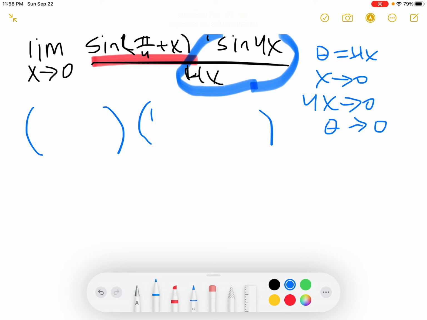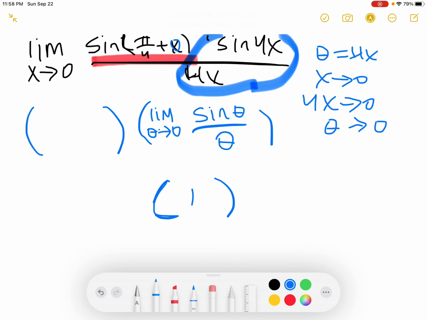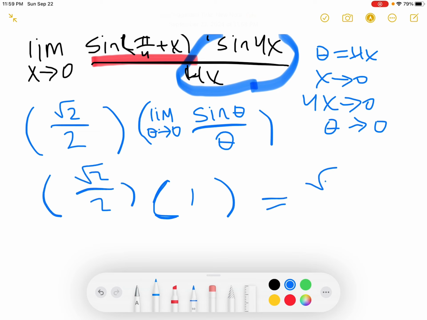We'll start out with this one. We know this is 1. Now what about this part over here? Plug in 0. What is sine of pi over 4? Unfortunately, that's just one of those ones that you're going to have to remember. It's root 2 over 2. So if this is the case, then the answer is root 2 over 2.